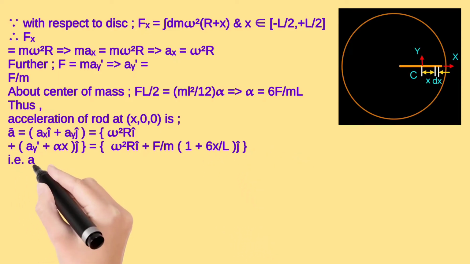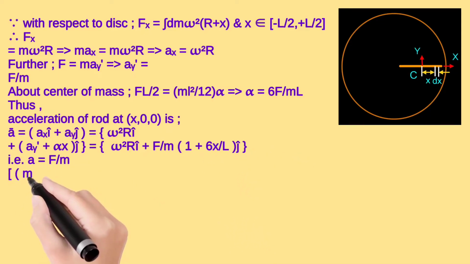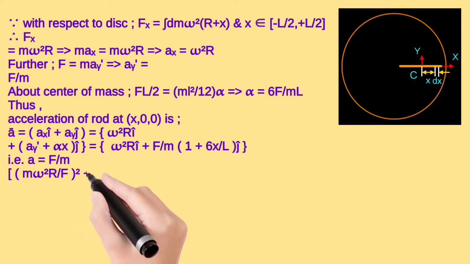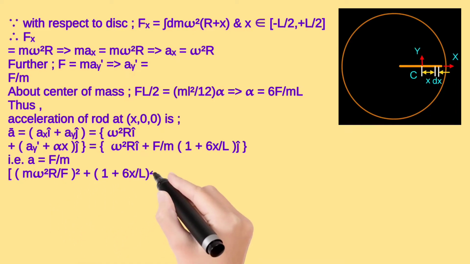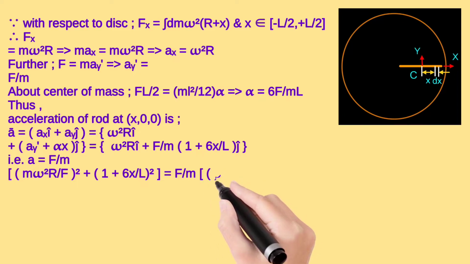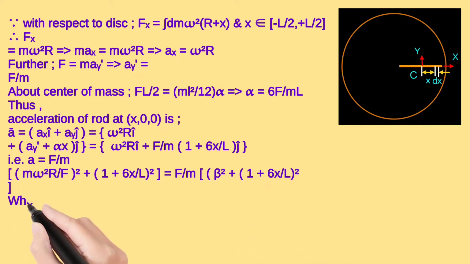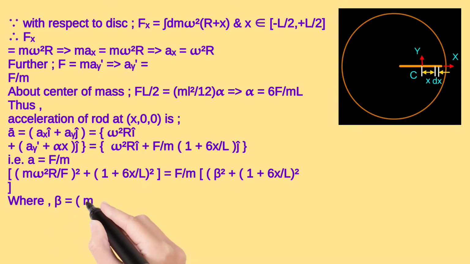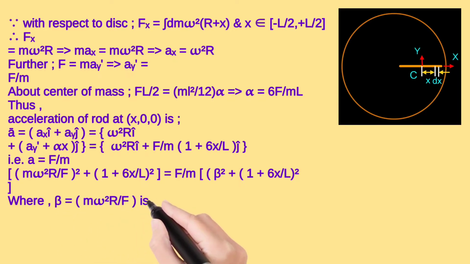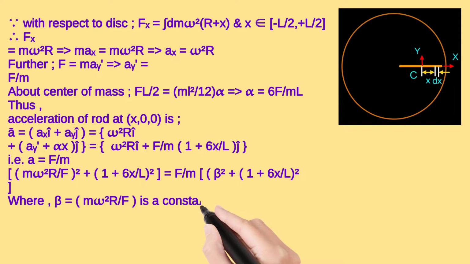Listen, what is this ay j? It is equal to omega square r i cap plus ay, which is nothing but ay dash plus alpha x, and it equals omega square r i cap plus F by m into (1 plus 6x by L) j cap.